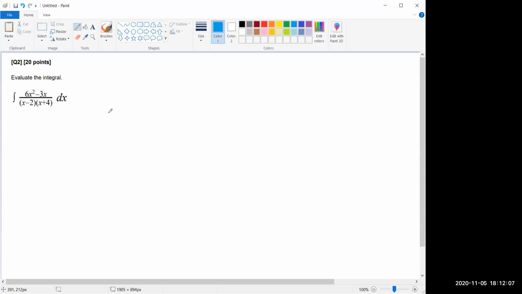All right, so we have to divide this stuff. This is 6x squared plus 3x, and then we're dividing that by x minus 2 times x plus 4. I'm going to have to multiply these out because you need to have it all in one pair of parentheses for long division. So this is x squared plus 2x minus 8.